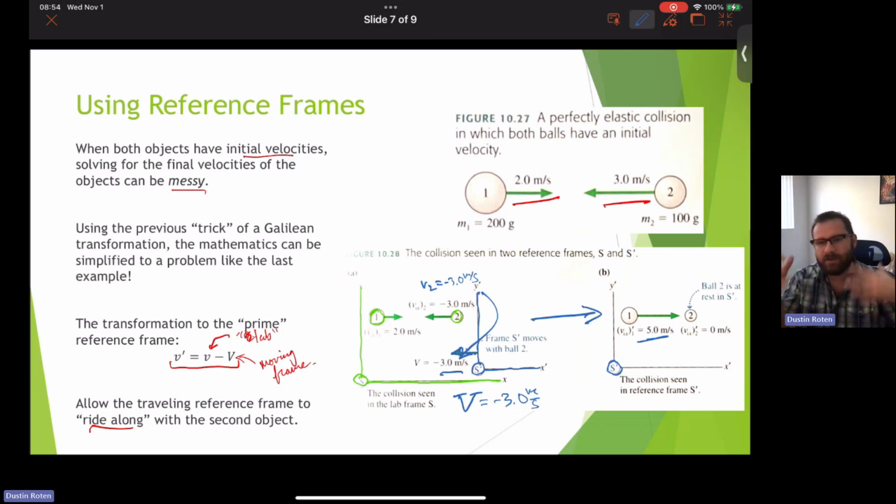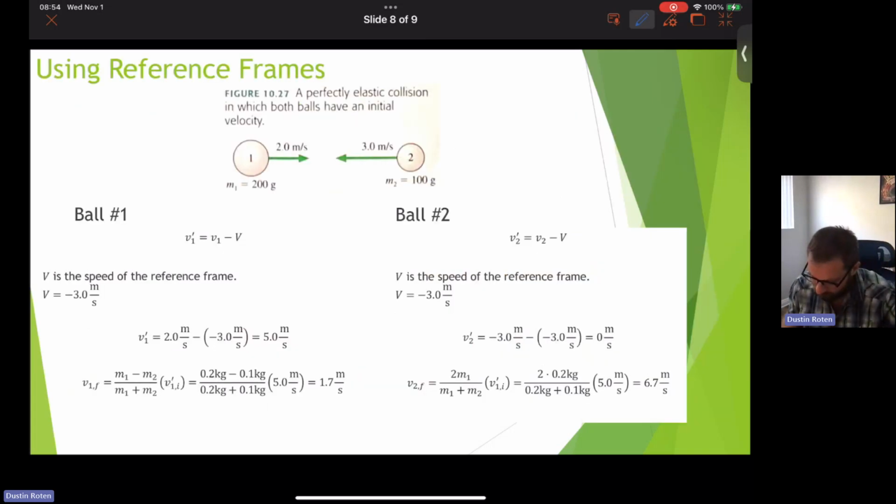You can sort of see where that comes from. If you're riding on ball 2, ball 1 is going to be coming at you much faster than just the regular old 2 meters per second, because you're also heading toward it. So we can do this calculation pretty quickly, and I've got it written out here to make it a little easier to see the mathematics. So ball 1, this is going to be the speed that we just talked about, which is now 5 meters per second. We're translating to the relative frame, and we have this initial velocity of 2 meters per second.